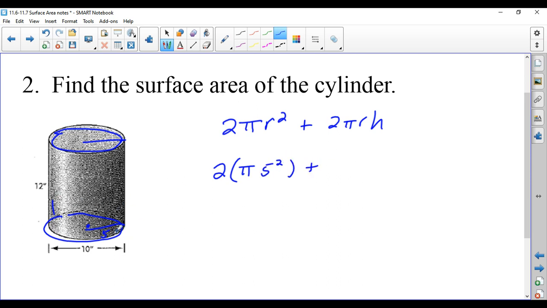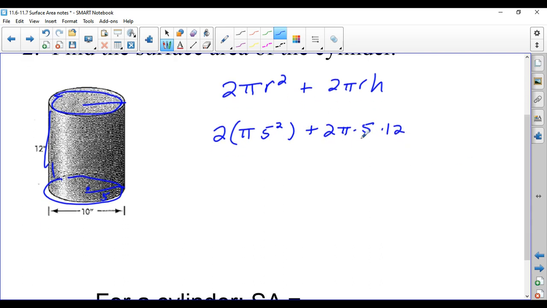Plus the distance around the circle, the circumference, 2 times pi times 5 times the height of the cylinder. And if you're at all concerned with why this is 2 pi rh, think of if you could cut the cylinder and unroll it, like if you took a soda can and made a vertical cut along the height and then unrolled it, you would get a rectangle.